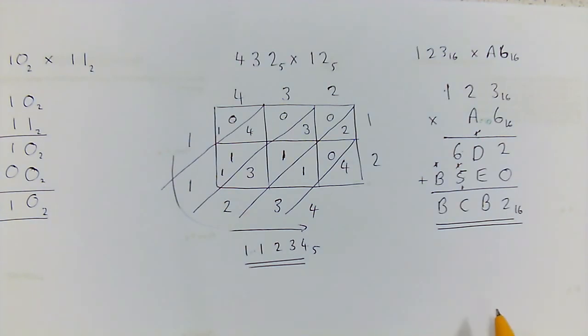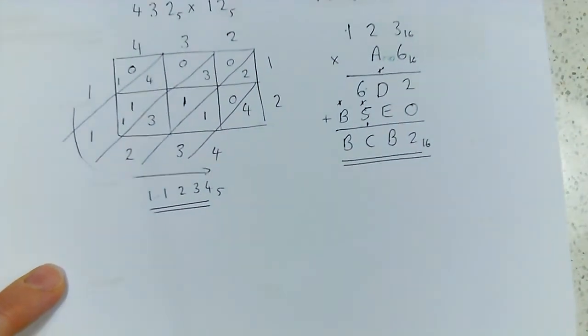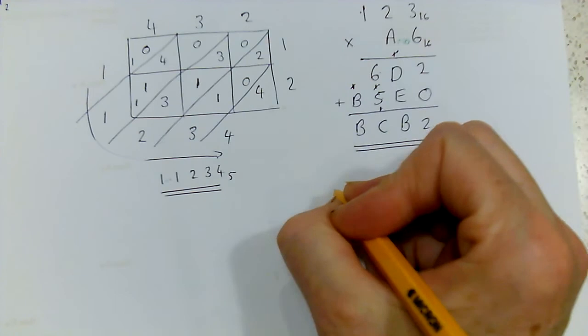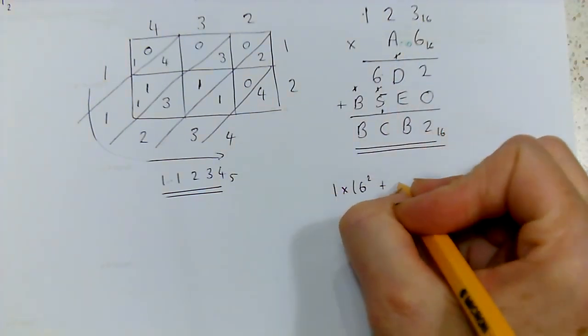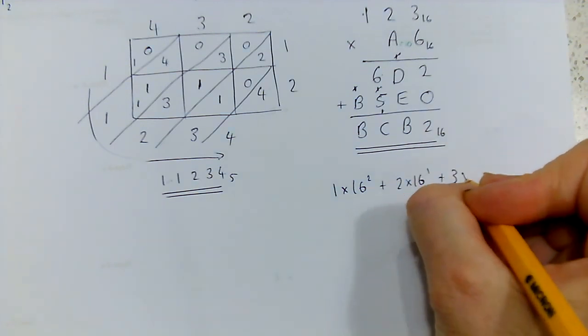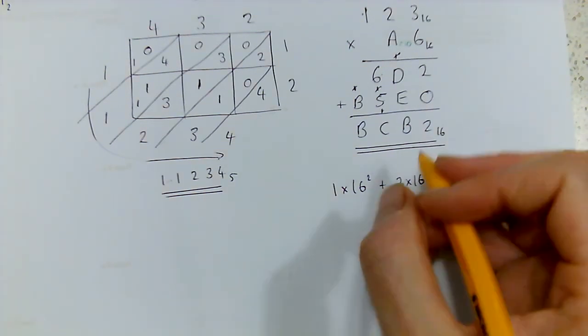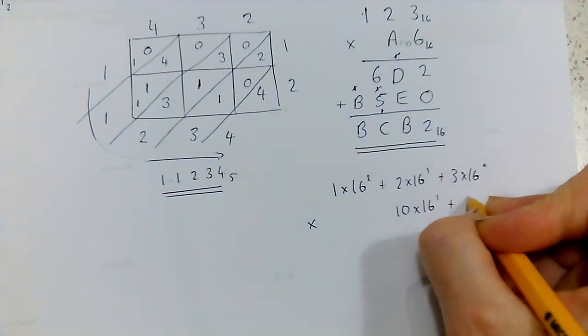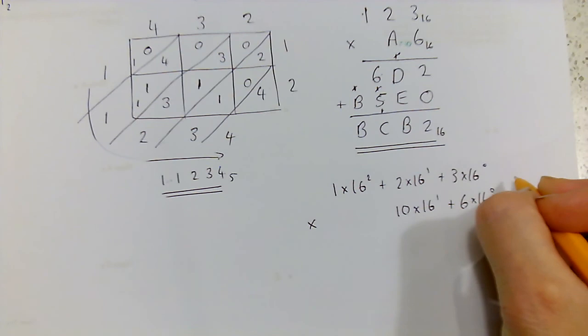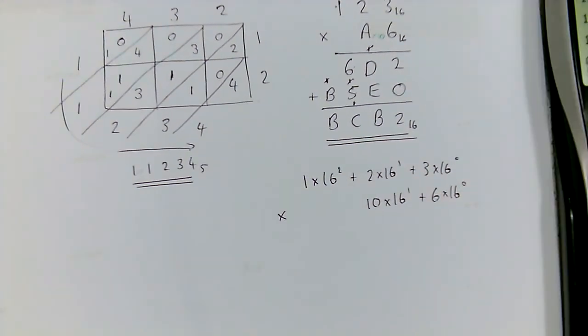Now, if that's too horrible to juggle in your head, you can do the usual and convert them to decimal, and then back again. I'm going to do that for the last one just to make sure I haven't made any mistakes, because there's certainly a lot of scope for that. Okay, so our two numbers that we need to convert are 1, 2, 3 and A6. So we've got 1 times 16 squared plus 2 times 16 to the 1 plus 3 times 16 to the 0. And then we're multiplying by A is 10 times 16 to the 1 plus 6 times 16 to the 0.